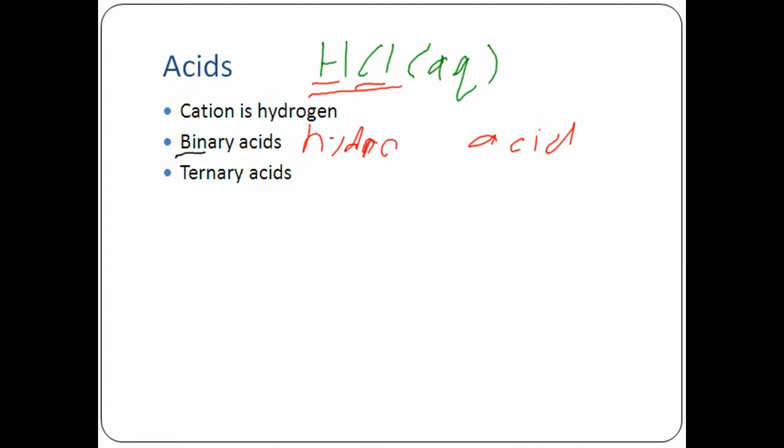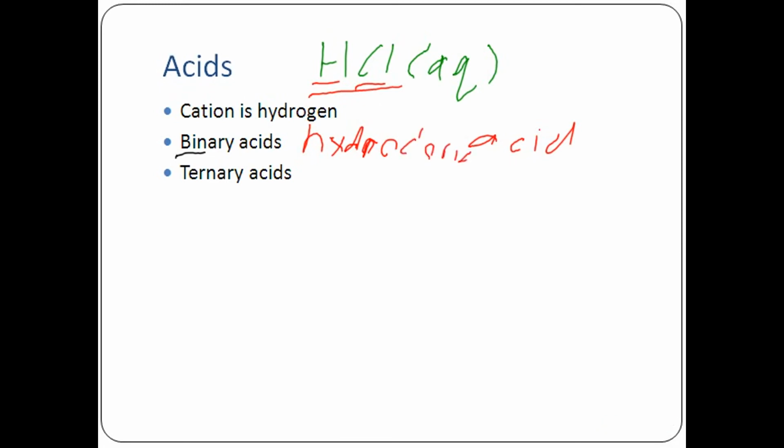Oftentimes people think that hydro means water. In this case, it does not. All the hydro means is that it is a binary acid. It's an acid that has hydrogen and only one other element. So we say hydro, and then it ends with the modified name of the other element. The ending of the name of the other element is replaced with ic acid. So Cl is chlorine. So we drop the I-N-E and add ic acid. So we come up with hydrochloric acid.